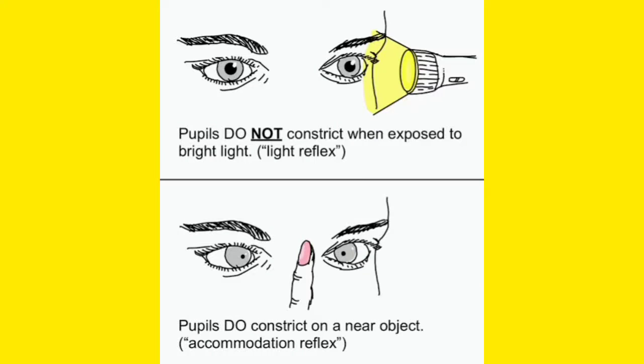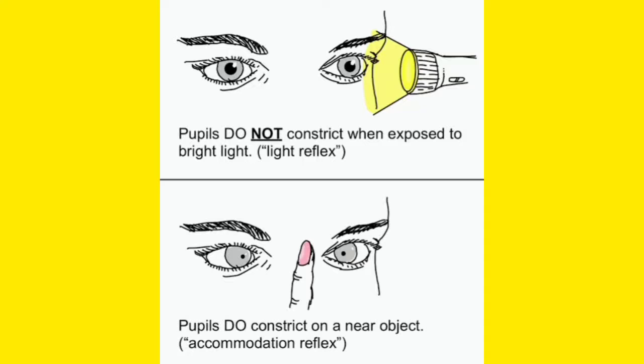You can see with the help of a picture. Now look at this picture. On the above picture, you can see that the pupils do not constrict when exposed to bright light. Number one, the pupils do not constrict when exposed to bright light. You can see a torch is given, but it is not constricting. The pupils are very small and they should constrict, but they are not constricting.